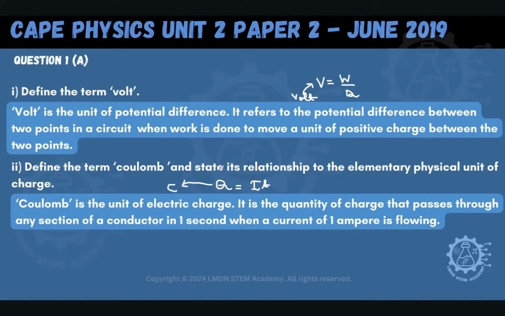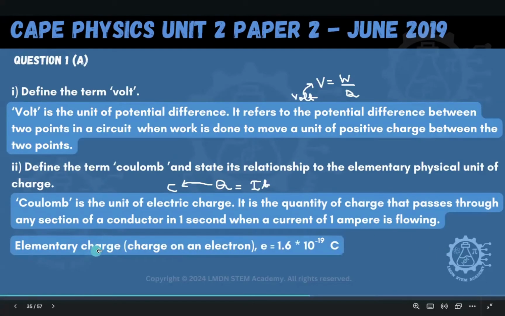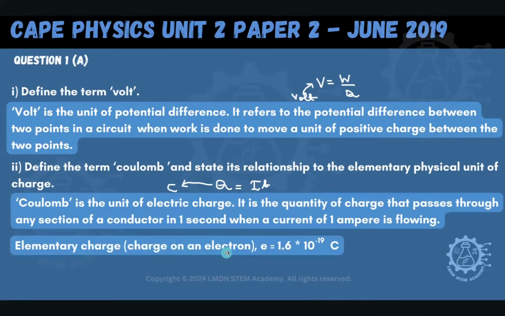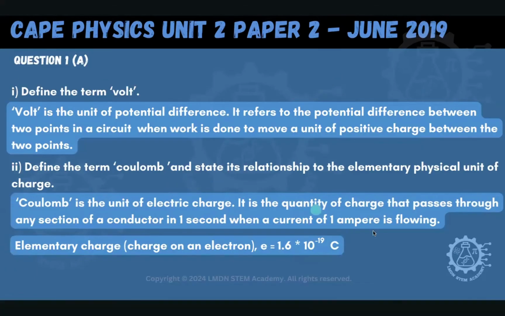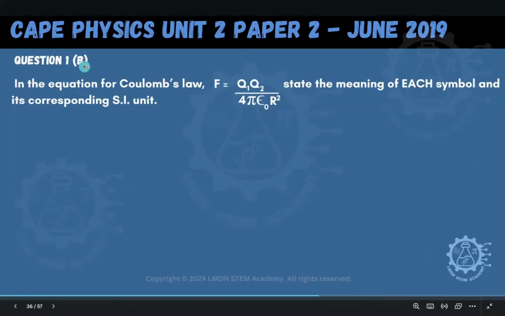And so we're being asked also to state the relationship of the Coulomb to the elementary physical unit of charge. And so the elementary charge, right, is often taken as the charge on a single electron, right? And the charge on a single electron is equivalent to 1.6 times 10 to the negative 19 Coulomb, okay? So that's how we relate the Coulomb to the elementary physical unit of charge. All right, and so let's move ahead now. So let's clear everything here. And now we're moving on to part B.